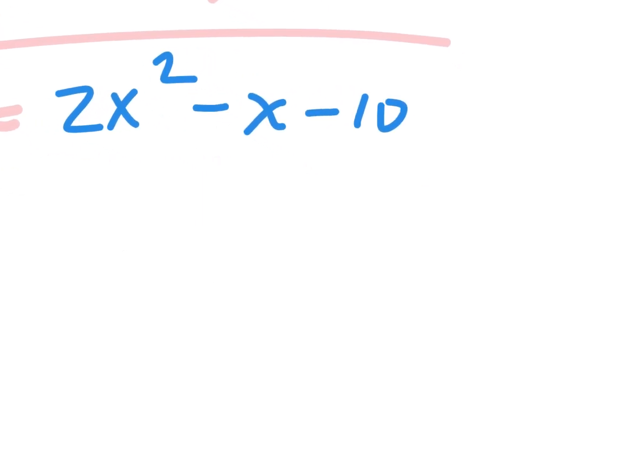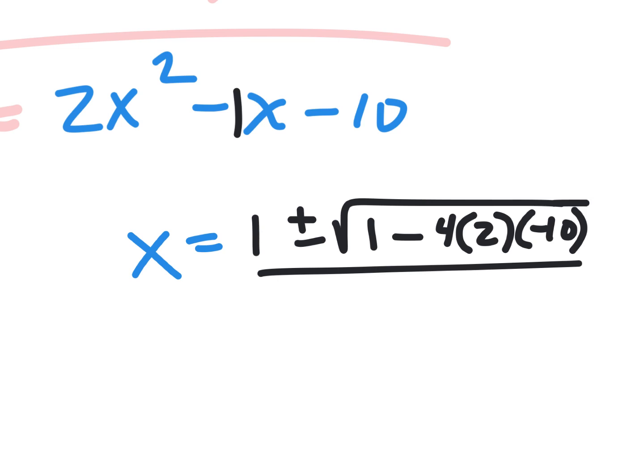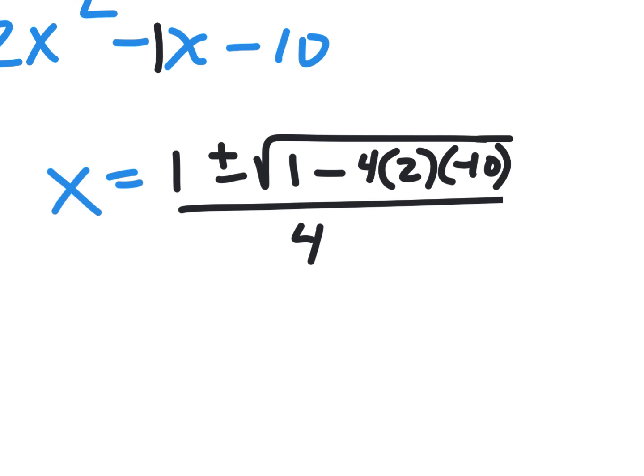Now that you've got this, you know A, you know B, you know C. So x equals negative b. Well, I'm going to start doing these in my head. Negative of negative 1 is 1, plus and minus square root of b squared. Well, negative 1 squared is 1, minus 4ac. A is 2. C is negative 10. All over 2a. And a is 2, so 2 times 2, so 4. And here, I helped you with it. You just got to finish it.